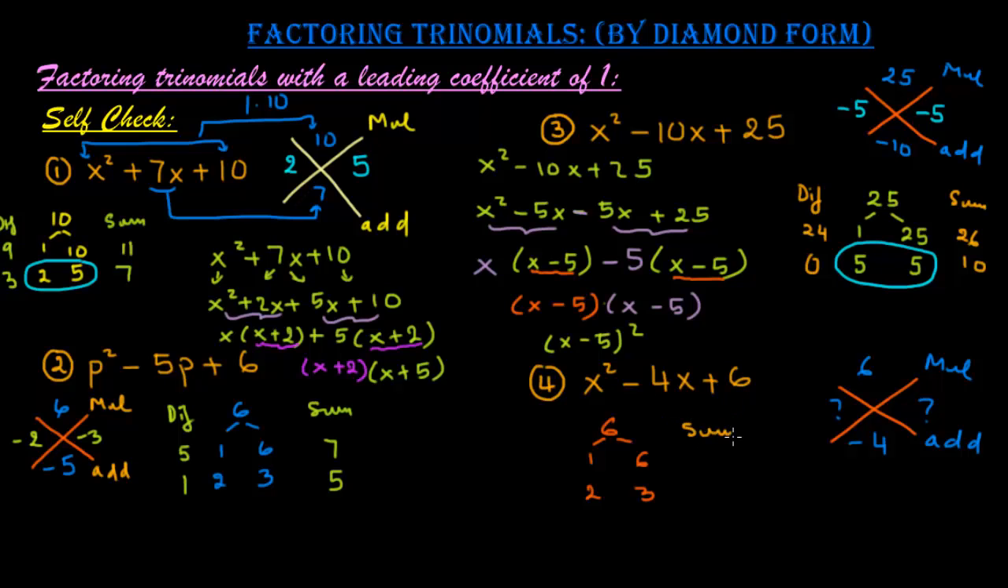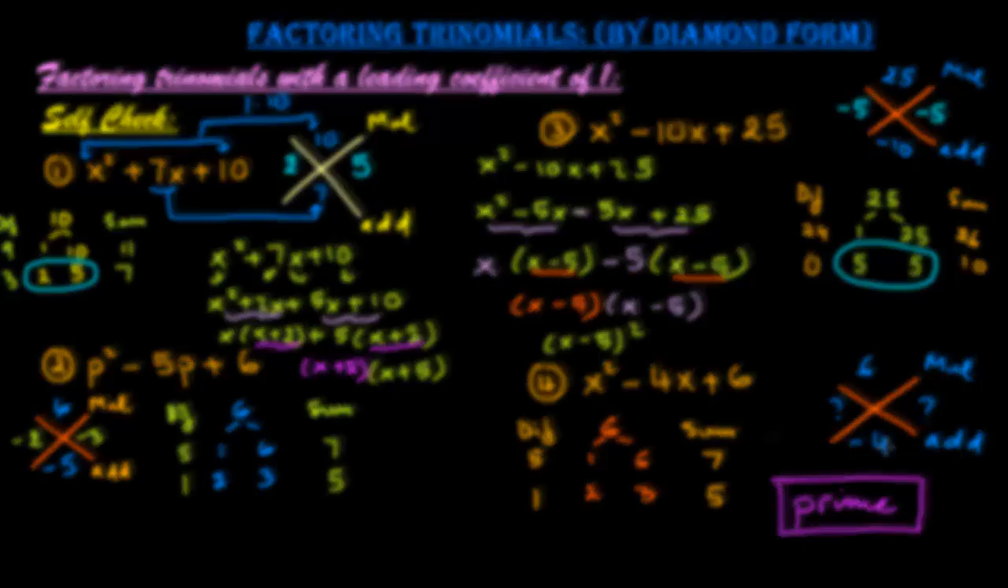Now we find the sum and the difference. The sum: 1 plus 6 gives me 7, 2 plus 3 gives me 5, and the difference is 5 and 1. I'm looking for negative 4 and none of them give me negative 4, so this problem cannot be factored. So the answer of this one is prime, which means you cannot factor it because there's no pair satisfying the diamond form.